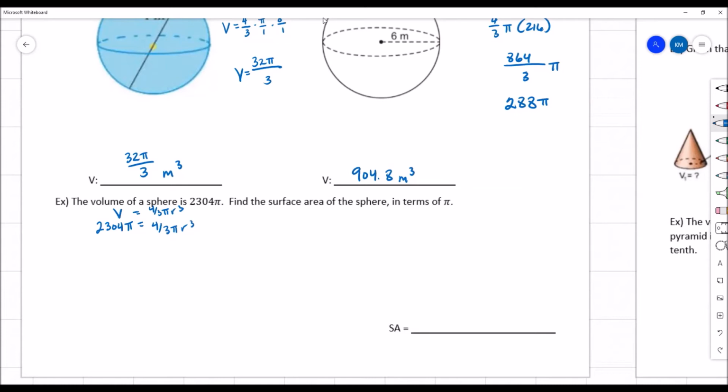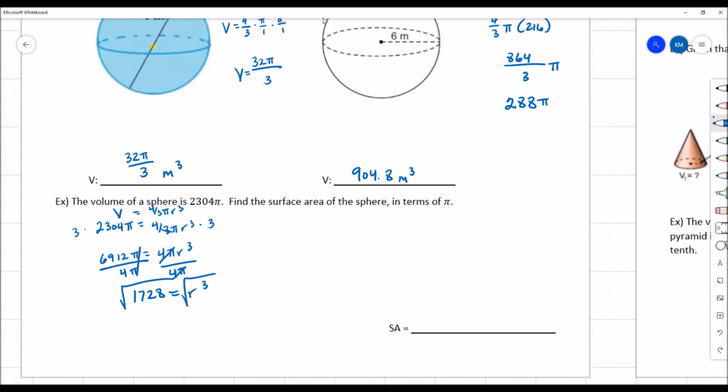Okay, so let's start by getting rid of this fraction. Multiply both sides by 3. And that gives us 6,912 pi equals 4 pi r cubed. Okay, from there, let's divide by 4 pi. Okay, so pi's gone. That gives us 1728 equals r cubed. Okay, so in order to find out what r is, we will take the cube root.